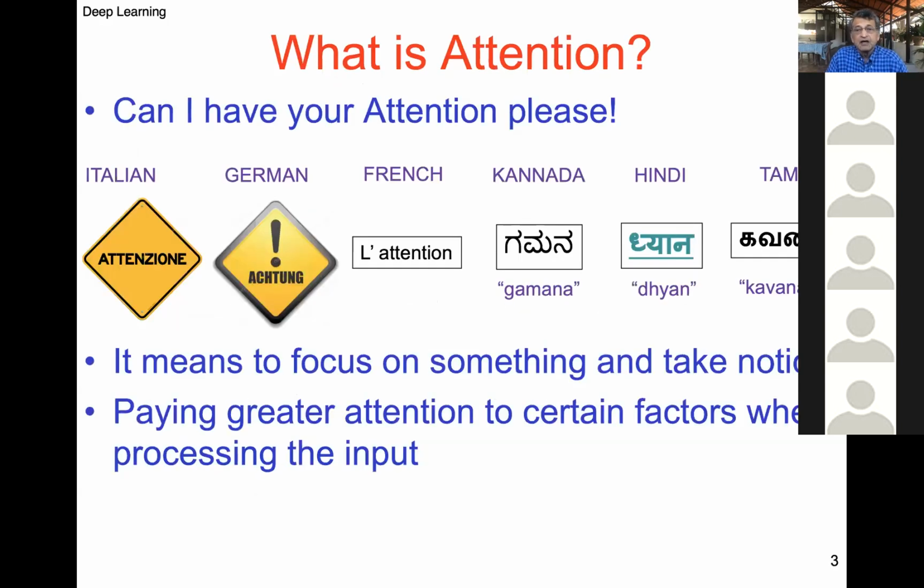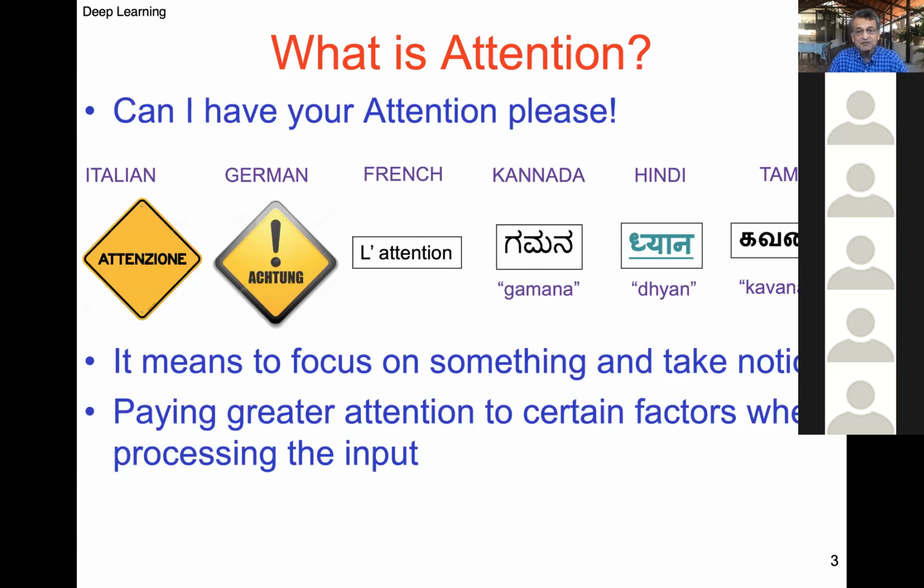So we can begin by asking, what is attention? And I think we all know this. For example, if a teacher says, "Can I have your attention, please?" Maybe a somewhat annoyed teacher, saying, move away from all the conversations and other thinking you're doing, daydreaming you're doing, and please pay attention to what I'm saying. So that's the idea of, can I have your attention, please?